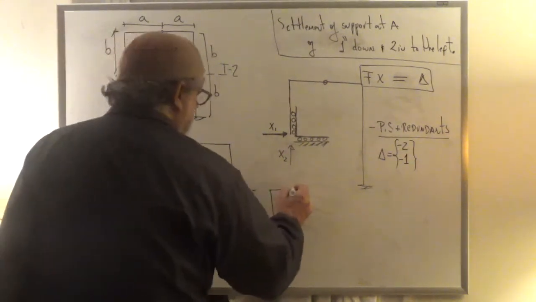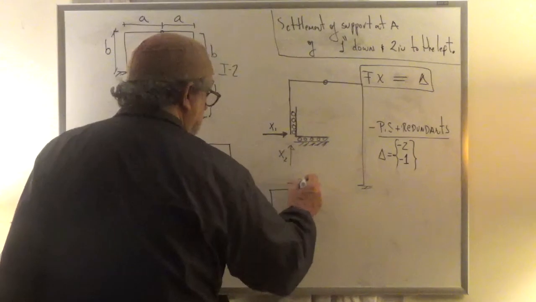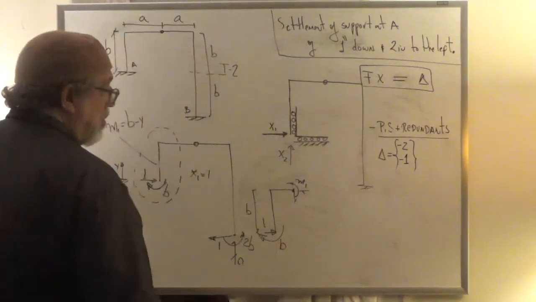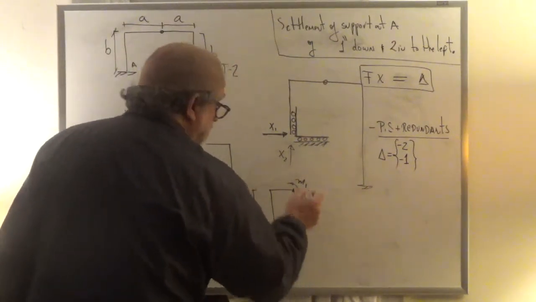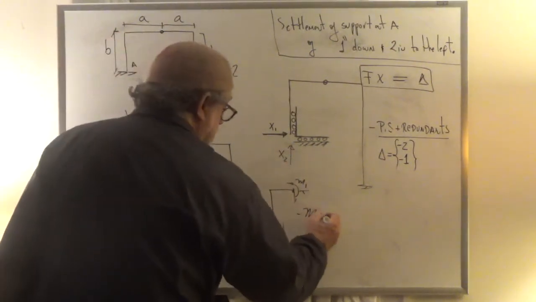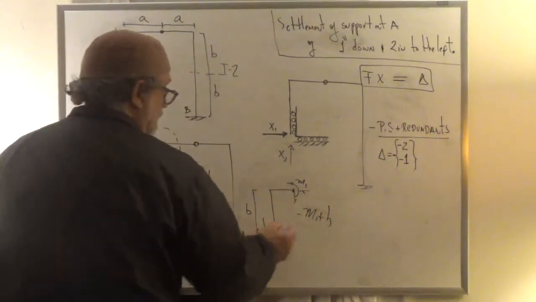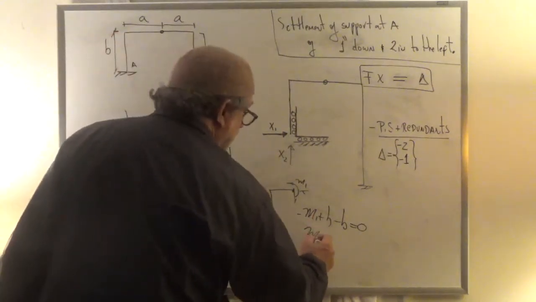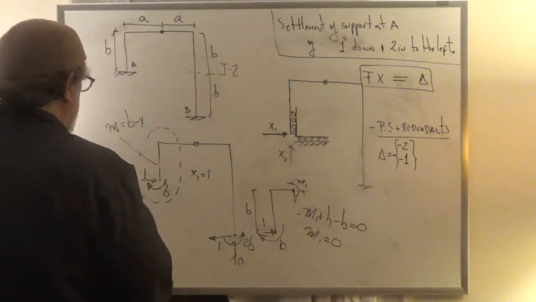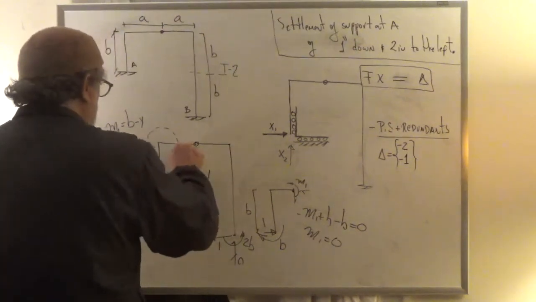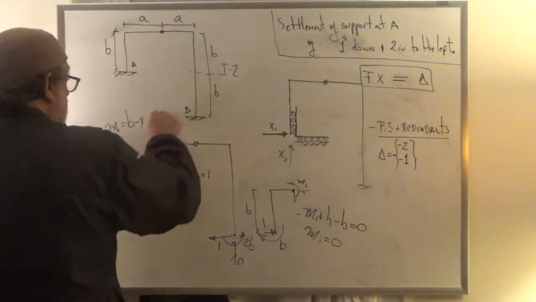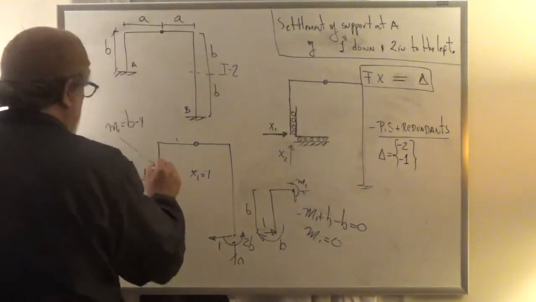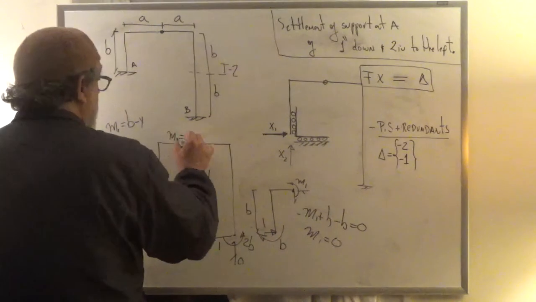And here where I cut, I said I'm going to take compression on the top to be positive, so that's my shear and axial. And if I sum moments about there, I'm going to say minus M1 plus B minus B is equal to 0, and therefore I'm going to find that M1 is 0. Okay? So, go like this, and I see that my moment M1 here is 0.